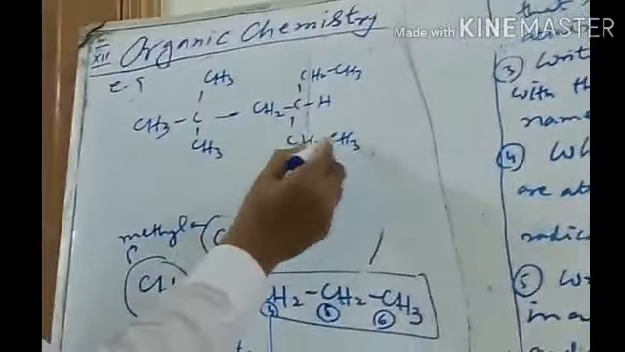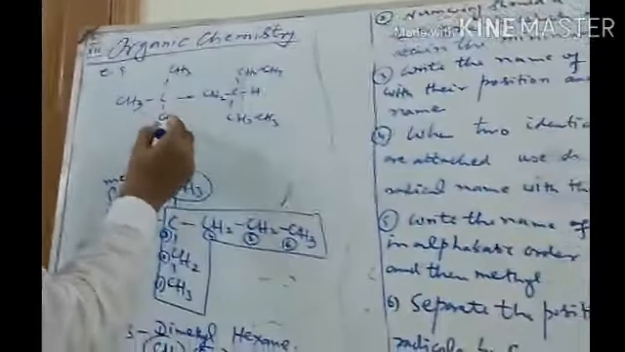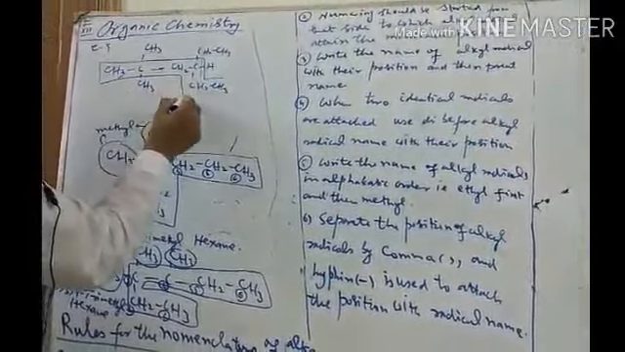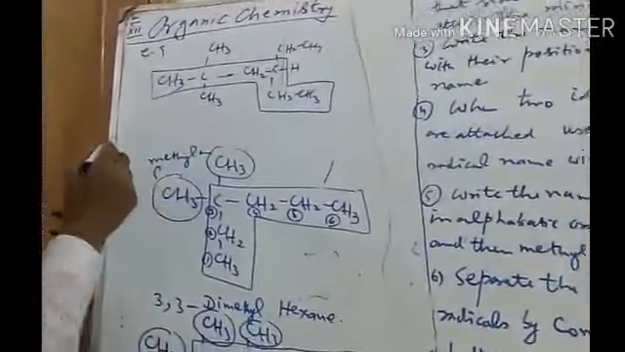CH3. So longest chain. 1, 2, 3, 4, 5, 6. From any side we have the 6 carbon. So you may select this one. That is, this is the longest chain.